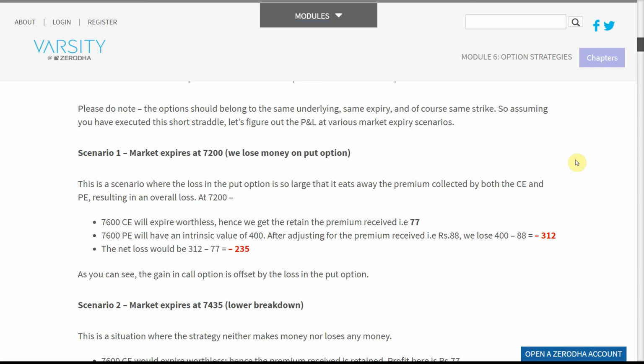7,600 PE will have an intrinsic value of 400. After adjusting for the premium received, i.e. 88 rupees, we lose 400 minus 88 equals 312. The net loss would be 312 minus 77 equals 235. As you can see, the gain in call option is offset by the loss in the put option.